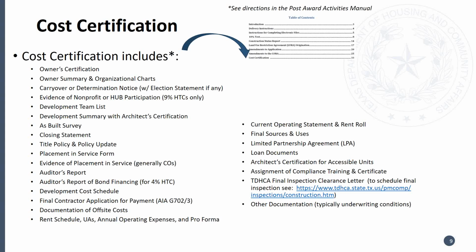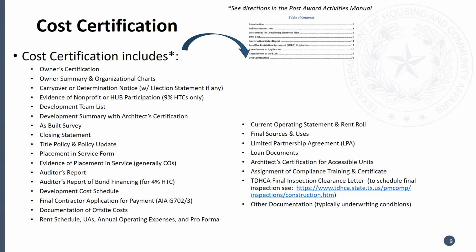The rent schedule, utility allowances, annual operating expenses, and long-term pro forma. That's just an overview of how the development is expected to operate. And we will do, similar to application underwriting, an analysis on our end to see if we agree with the proposed rents, the expenses, and then confirm the debt service. I will get into a little bit more detail about this later on.